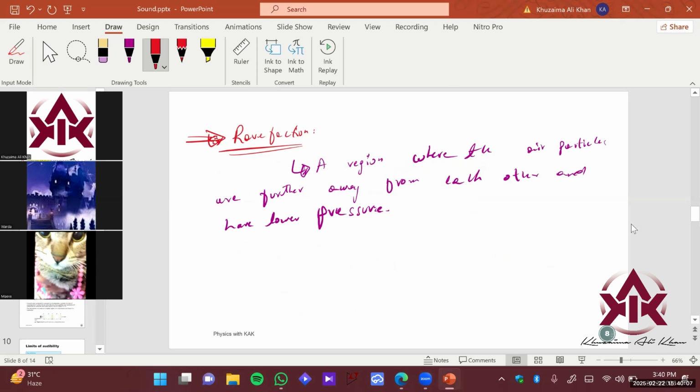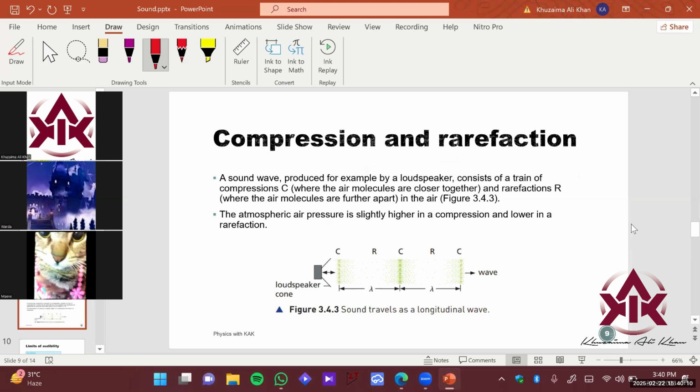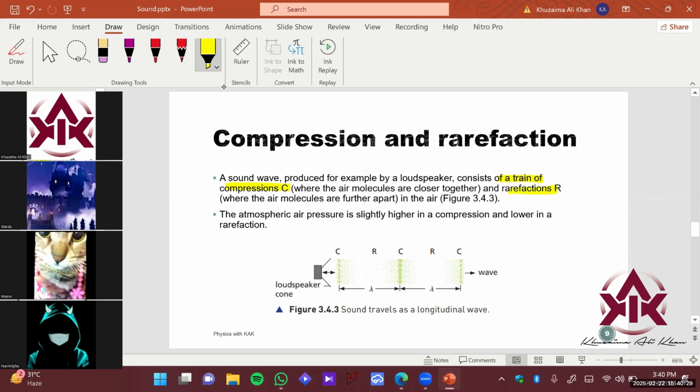Okay, good. So now just a definition about compressions and rarefactions. We have already discussed this in the last class. I just want to quickly go through this again. So a sound wave is produced, let's say, from a loudspeaker, right? So it consists of a train. Train means it is a set of continuous compressions and rarefactions, right? So here they have told you what compressions are. Air particles are closer to each other. Rarefactions are where molecules are further away, which we have already defined, right? Atmospheric air pressure is higher in compression and lower in rarefaction, right? So we have already defined it, just a summary over here. So this is how you represent a sound wave that is passing through a loudspeaker, right?